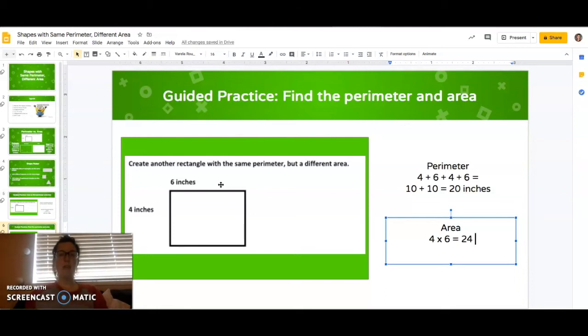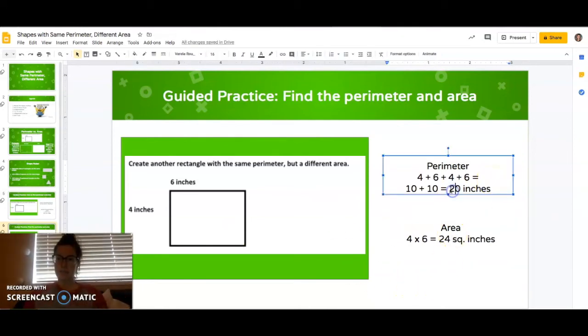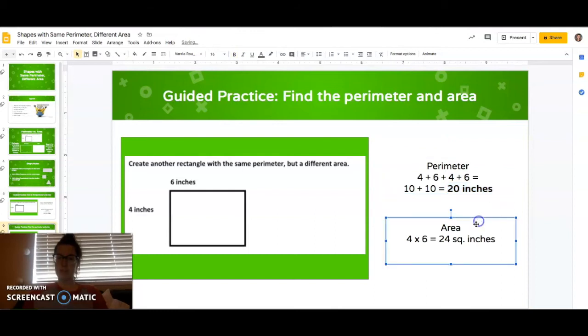And then how do we label area? We label it in square units, right? So our unit here is inches, so it would be square inches. Okay, so now I know my perimeter is 20, my area is 24.